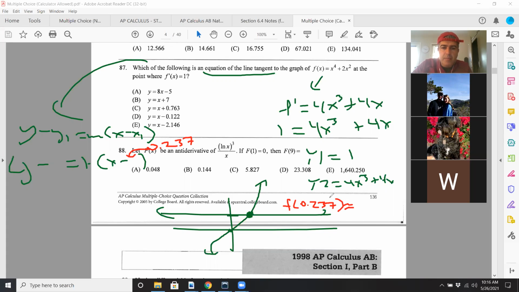If I were to plug this into my original function, I'm going to use my graphing calculator. So 0.237 raised to the 4th power plus 2 times 0.237 squared. I get 0.115. So that goes over here. Move things around. And you should get negative 0.1222. So it should be D.